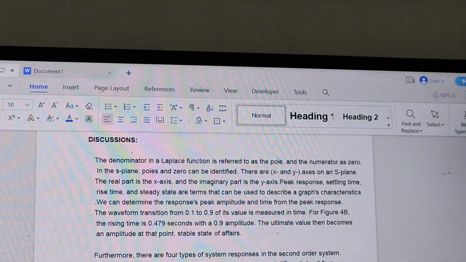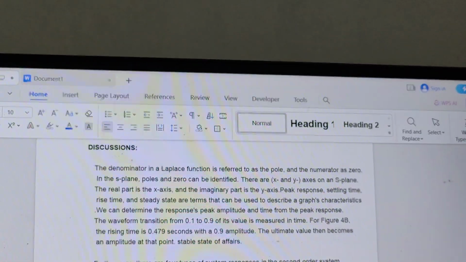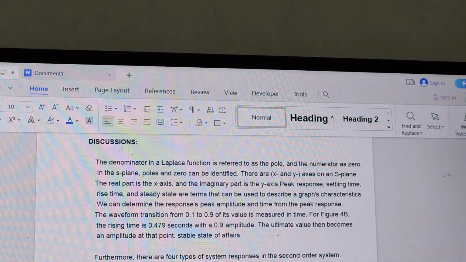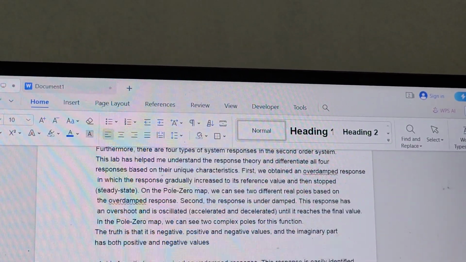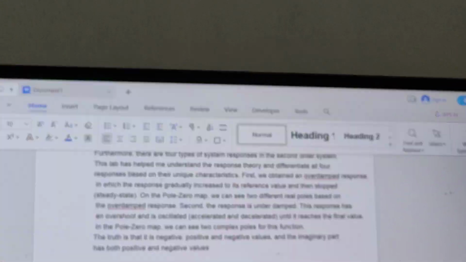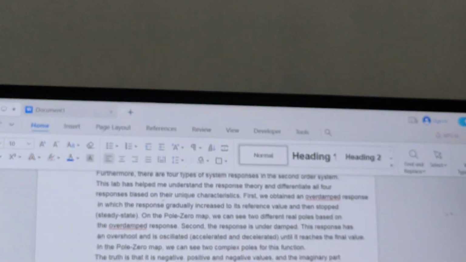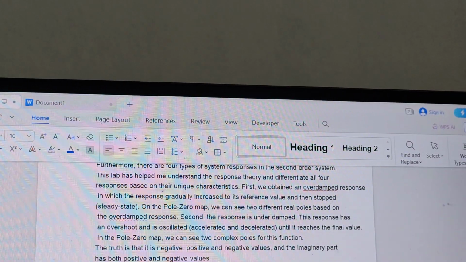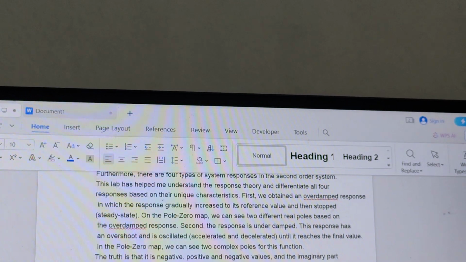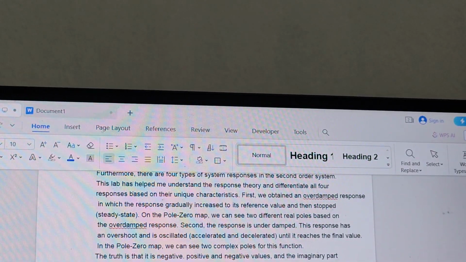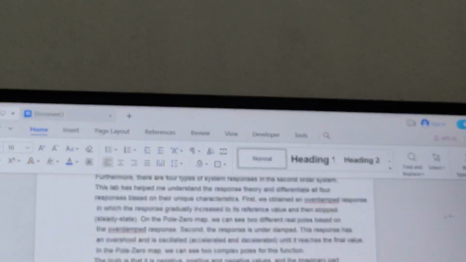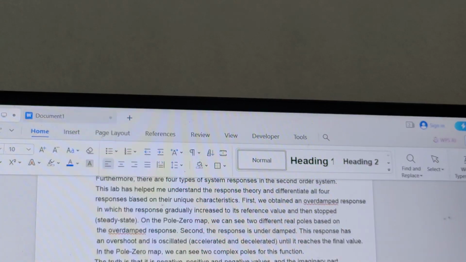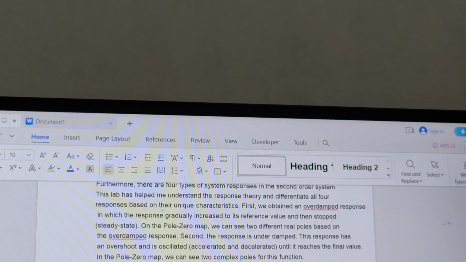In the pole-zero map, we can see the complex poles for the function. The real part has negative and positive values, and the imaginary part has both positive and negative values. Aside from that, we receive an undamped response. This response is easily identified because of the waveform similar to a sine wave. This response can be seen on the pole-zero map, which has two imaginary poles. The imaginary poles are located on the negative and positive side respectively. The magnitude is the same, however, the polarity is different. For example, +4 and -4 on the imaginary S-plane.